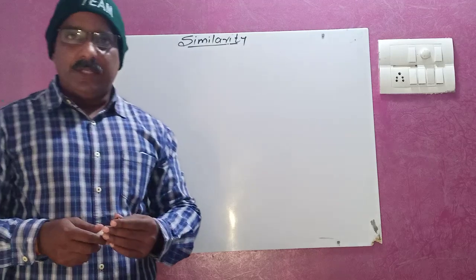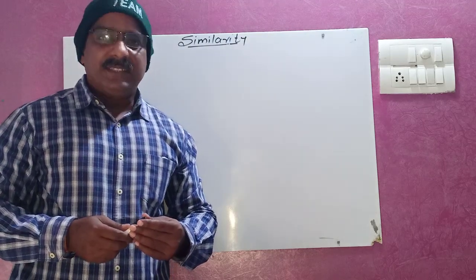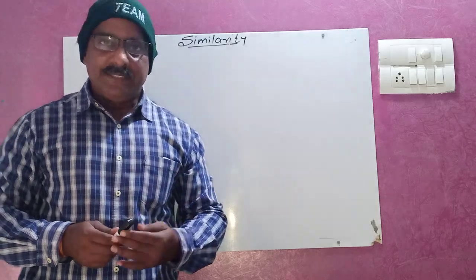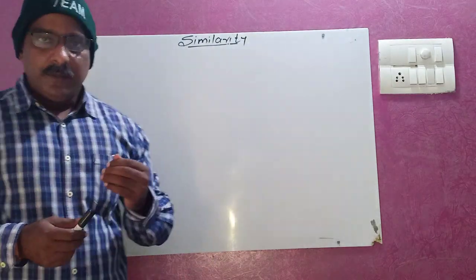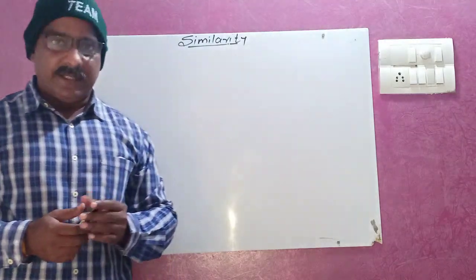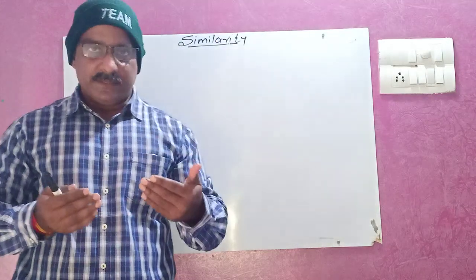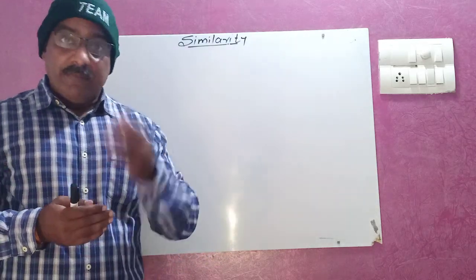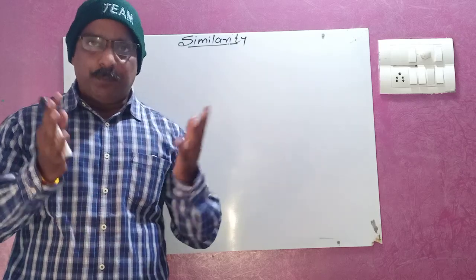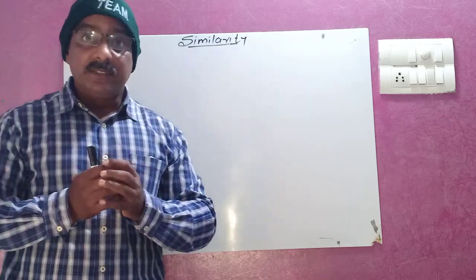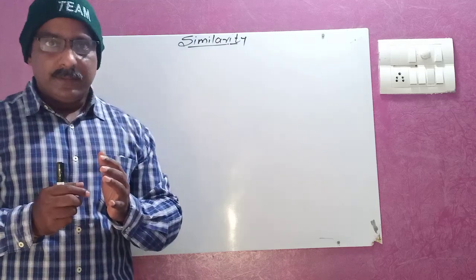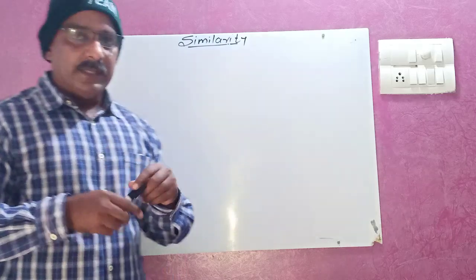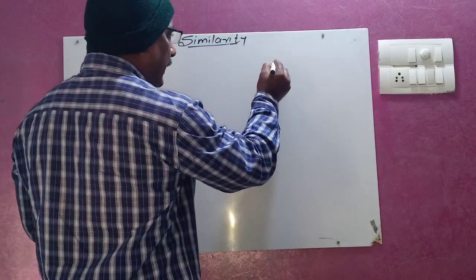Today I will start with the new chapter in Maths 2, that is similarity. As you already know, children, the meaning of similarity, because this chapter was there in 9th standard. But I will repeat the meaning of similarity. When any two figures have the same shape, they are called similar figures.